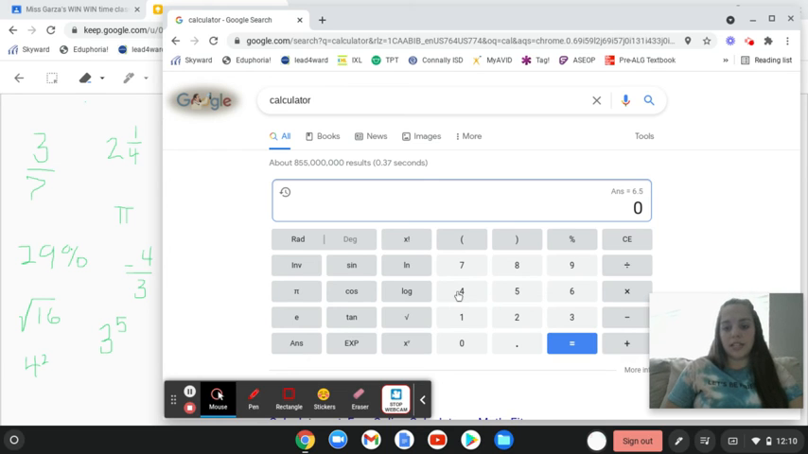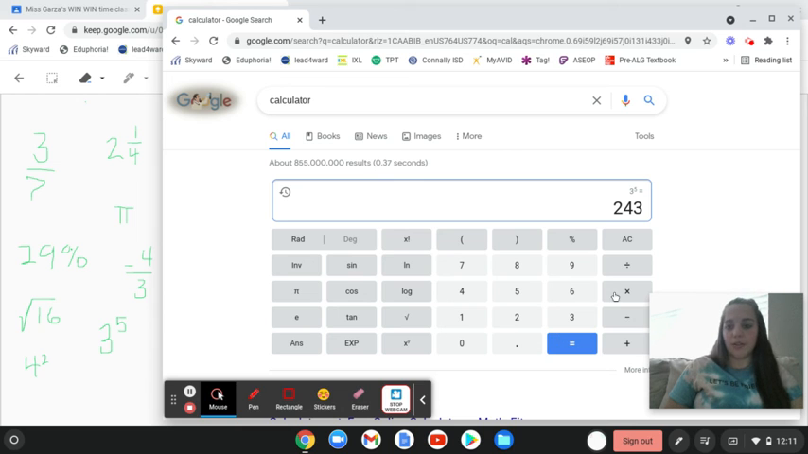So let's go ahead and type 4, just like in our example problem right here. 4 to the power of 2 equals 16, and you might notice that these are opposites. Remember that square root and squared are opposite. So let's clear that, and let's try the next example, 3 to the 5th power. So 3, and then there's the exponent button, to the 5th power equals 243.